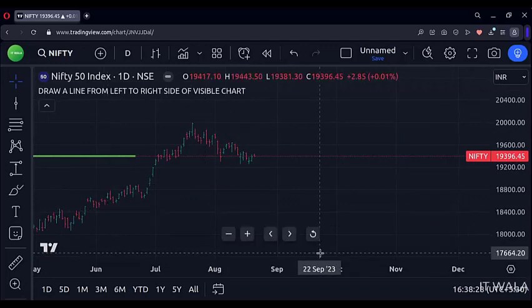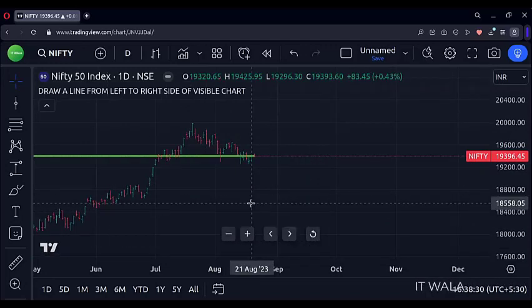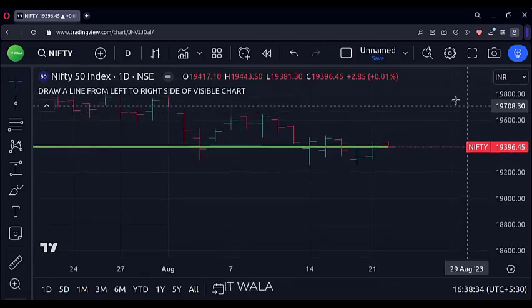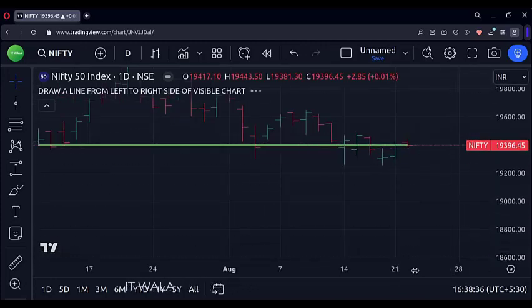Similarly, if I extend the chart on the right side also, the same thing happens. As the visible chart gets expanded or contracted, the line adjusts itself and stays within the boundary of the visibility.